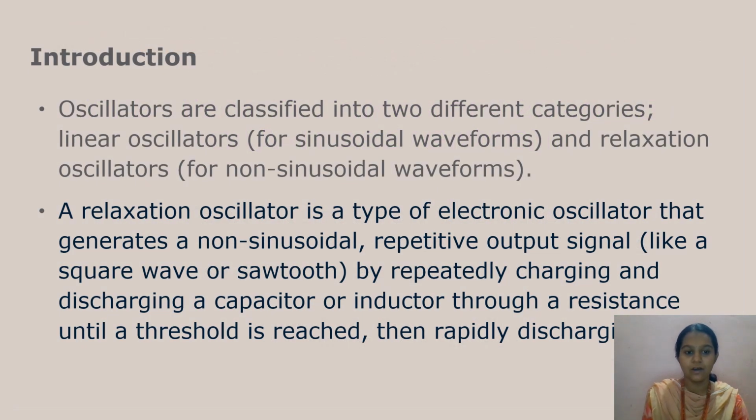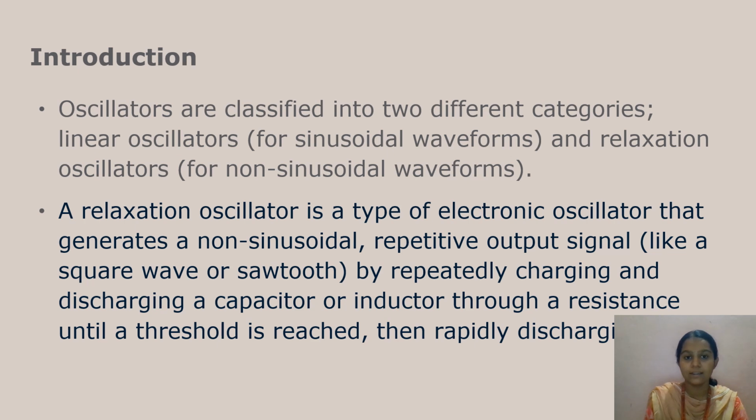So introduction. Oscillators are classified into two different categories. Before I get into the types of oscillator, we need to understand what is meant by oscillator. An oscillator is a device which can give an output signal even though we didn't give the input signal. Basically, oscillators are divided into two types, that is linear and relaxation. In linear we get sinusoidal waveforms, and in non-linear, that is relaxation, we get non-sinusoidal waveforms.